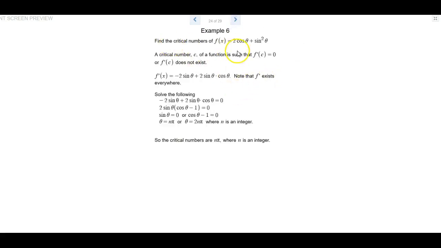The next example, find the critical numbers of this function. So the critical numbers are where the derivative is 0 or not defined. So we take the derivative. We see that that's defined everywhere. So we find where it's equal to 0. We solve this equation, and we see that the solution is when theta equals n pi, where n's an integer. So the derivative is 0 at n pi. So those are the critical numbers of this function.